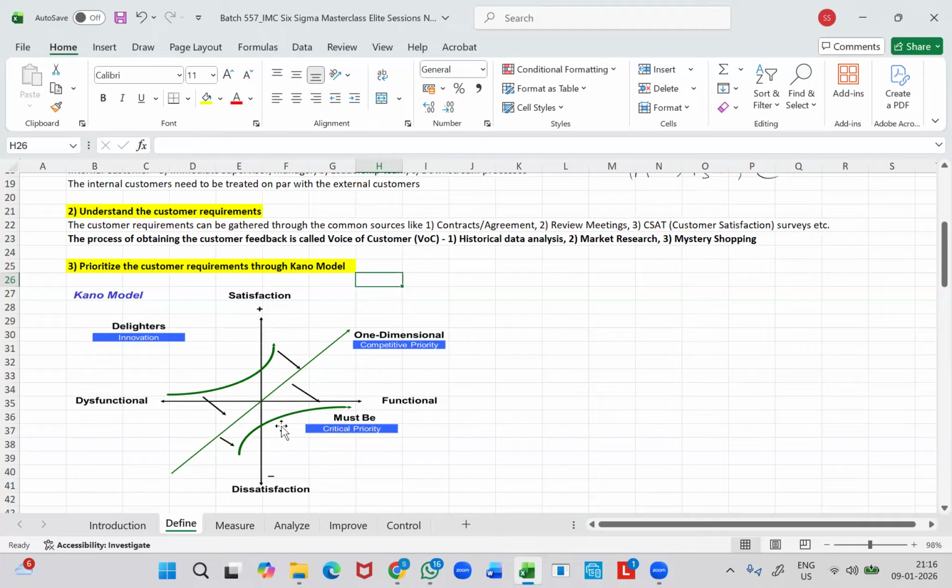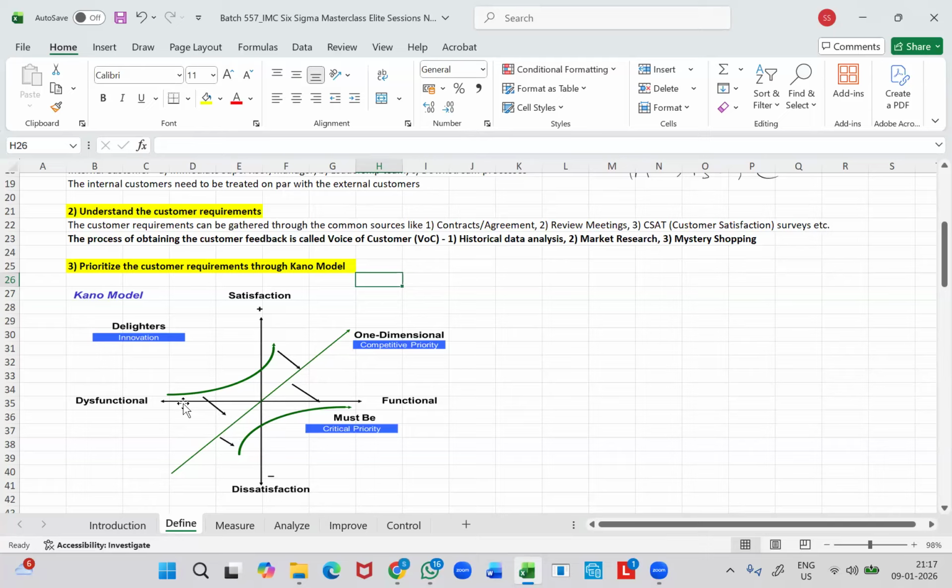The first one is the must-be need, which is denoted by this curve entirely in the dissatisfaction half, the one that I am pointing to on the screen. So this curve would represent the must-be need. And the second category of customer need is the one-dimensional need, which is represented by the slope passing through the center, right?